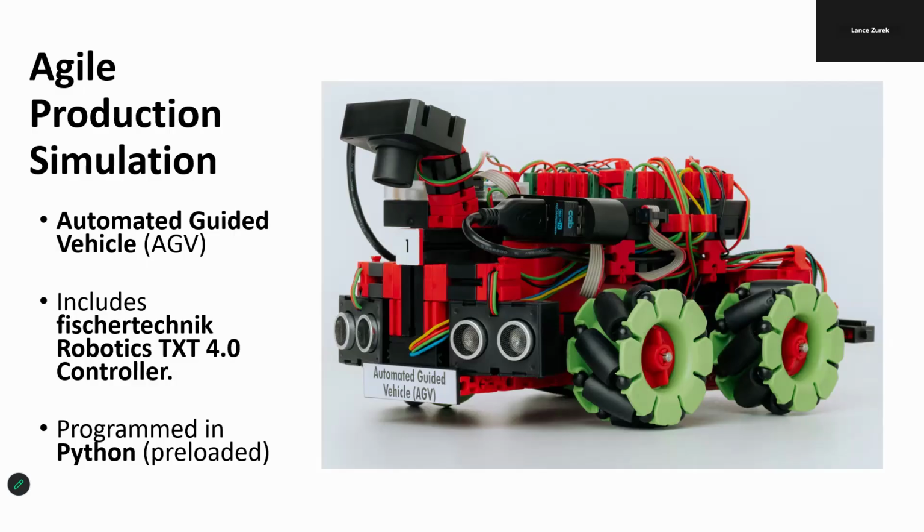Now, just to provide a little more information on the AGV, which I've talked about, it of course transports the workpieces from one module to another. Each AGV is controlled by a fischertechnik Robotics TXT 4.0 controller, which has been pre-programmed using Python. Now, the TXT controller is fischertechnik's proprietary controller, most commonly used with their own robotic sets, but here again, it's used to control the AGV.